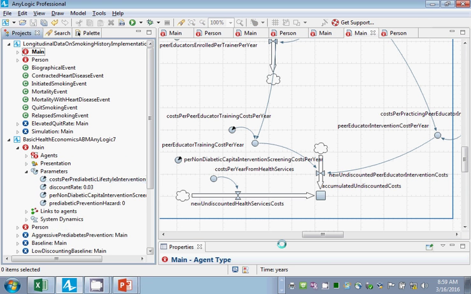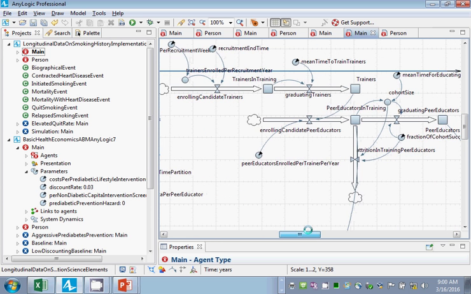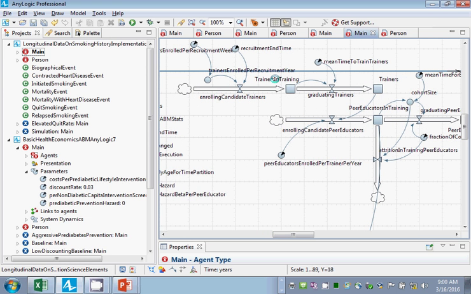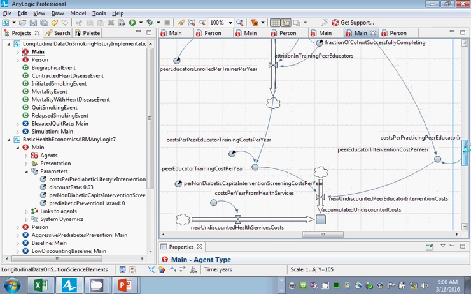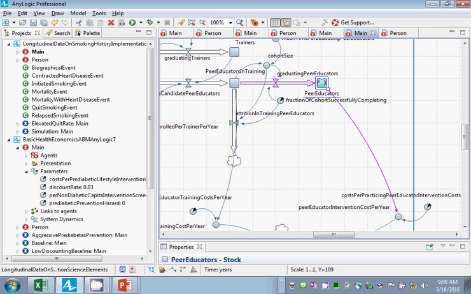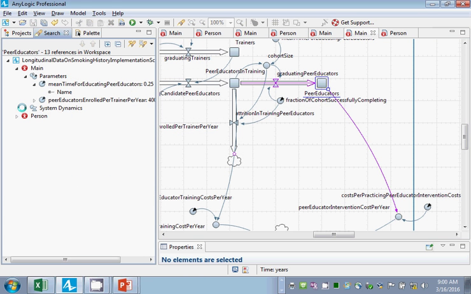Specifically, what it's characterizing here is some implementation science components associated with training for anti-tobacco education campaigns. So the idea here is that you have some training that goes on with respect to trainers who train peer educators, and these graduated peer educators will then contribute to anti-tobacco efforts.